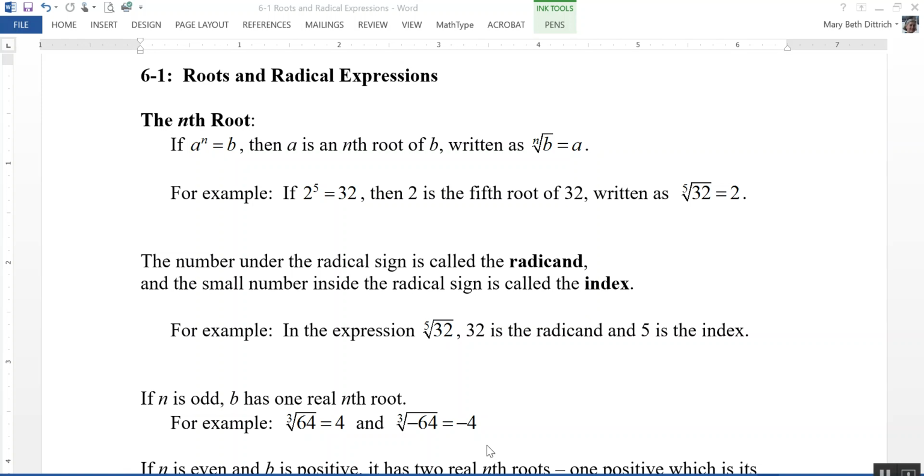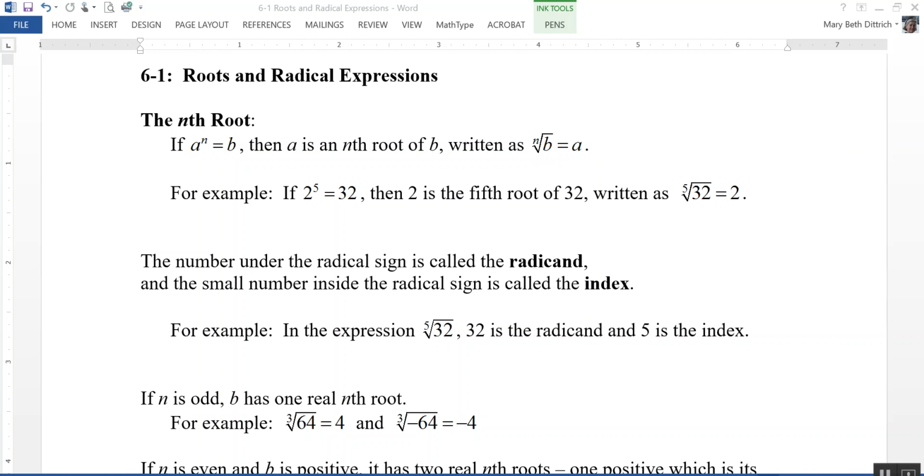Section 6.1 is on roots and radical expressions. First, let's take a look at a definition. The nth root: if a to the n is equal to b, then a is an nth root of b, which we write as this right here. So the nth root of b is equal to a.